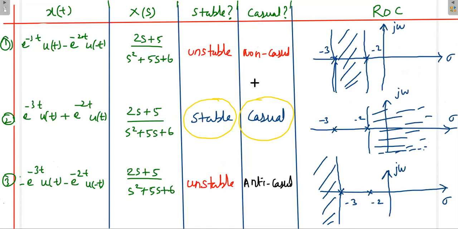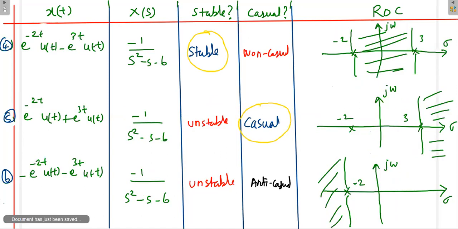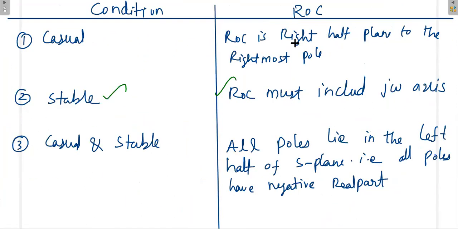If the ROC is greater than the largest pole available in the system, then the system will be causal. That I have denoted here. If the system has to be causal, the ROC is to the right of the rightmost pole. So the ROC will be on the right side of the rightmost pole.